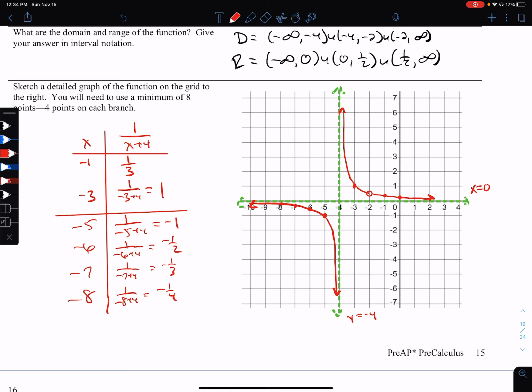There's no x-intercepts, so we don't have to worry about that. We got this y-intercept hanging out here. Sure looks like that could be a 1/4.